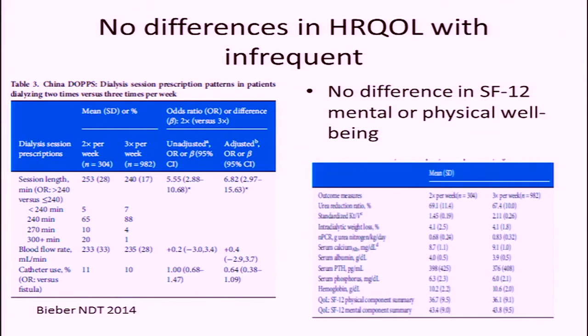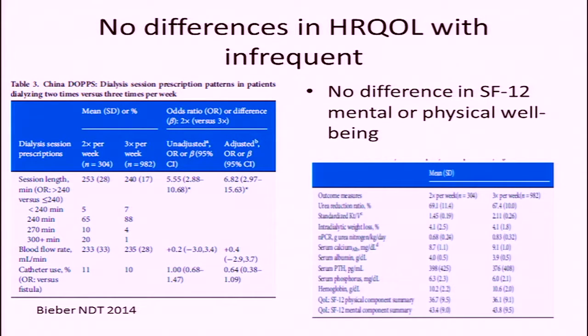What does dialysis look like for these less frequent patients? It's actually not much different. The session time is a touch more. It's an average of 253 minutes versus 240. The blood flow rate's the same. The number of catheters, the distribution of catheters are the same.